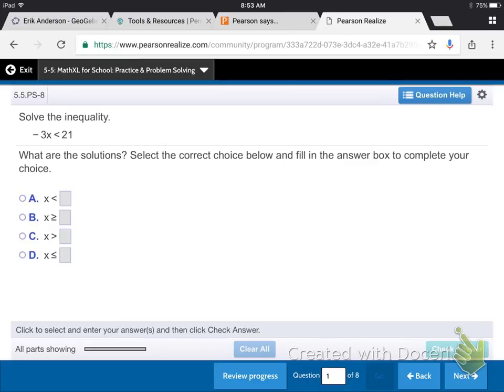It's about solving inequalities with multiplication and division. So you can see right off the bat that we are given this problem and we are supposed to solve the inequality. Solve the inequality: negative 3x is less than 21. Let's write it down. Negative 3x is less than 21.